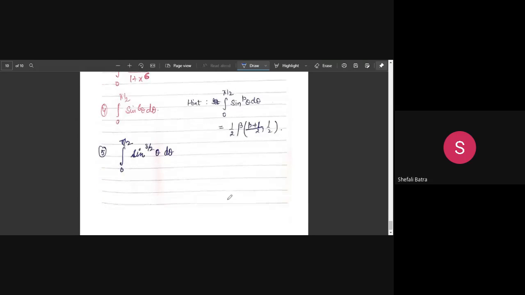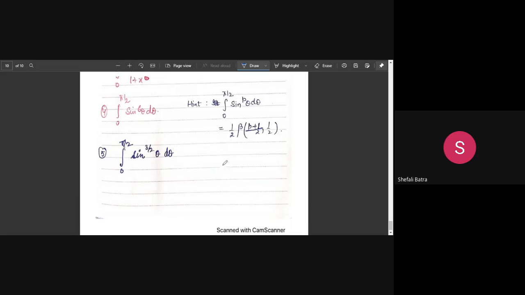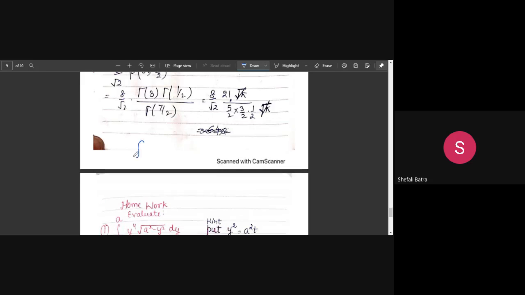Now my question is, integral 0 to pi by 2 sine cube theta d theta. What will be the value of this integral, beta? Integral 0 to pi by 2 sine cube theta d theta. What will be the value of this integral? Can we apply the reduction formula over here? Yes or no?